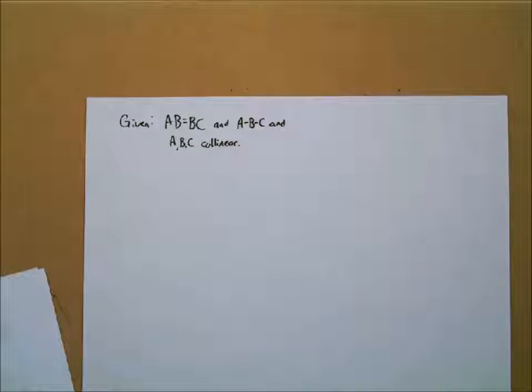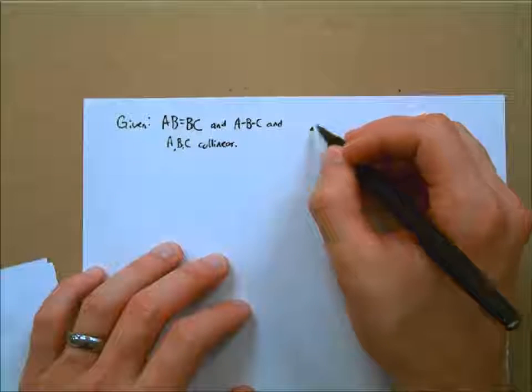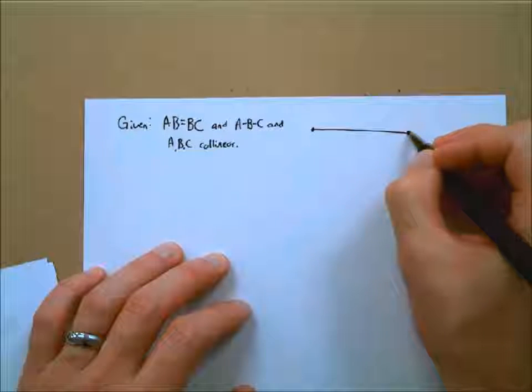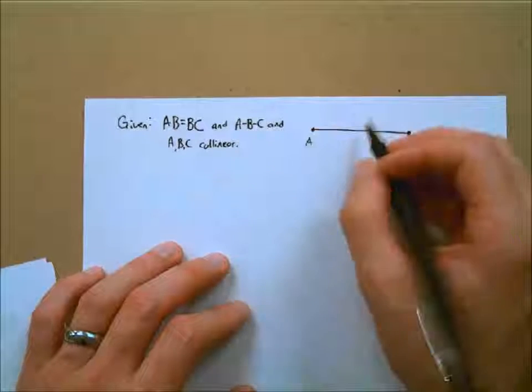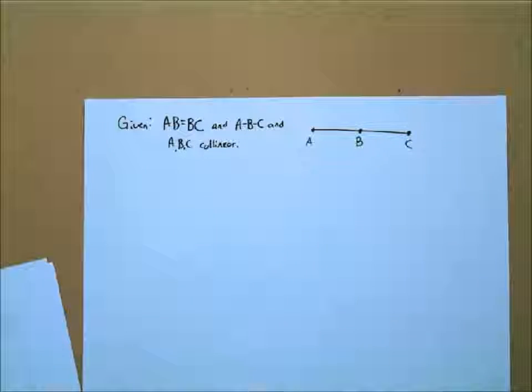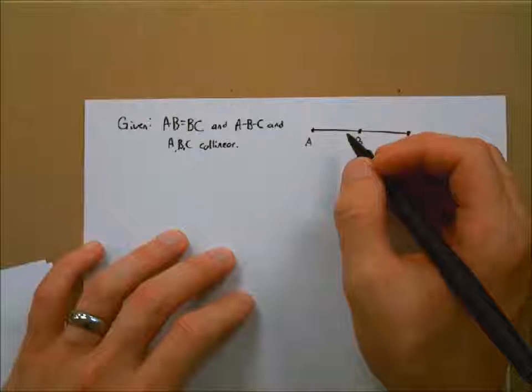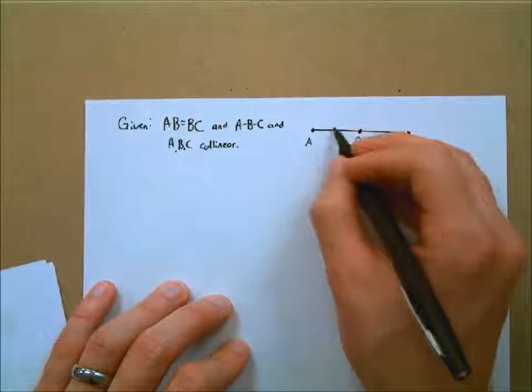So given AB is equal to BC, given A, B, C, so B is between A and C, and given that A, B, C are collinear. So let me draw a little picture with that. If we do all that, A, B, and C are collinear, and AB is equal to BC, so I'm going to put B right in the middle so that B is between A and C and it's also the same distance, same length. Okay, so there's our picture. We can put little markings here to show that they're equal.